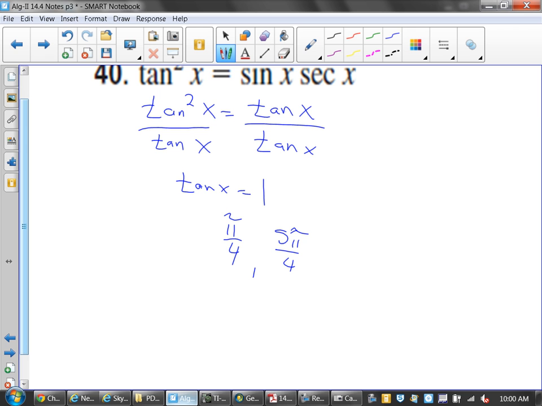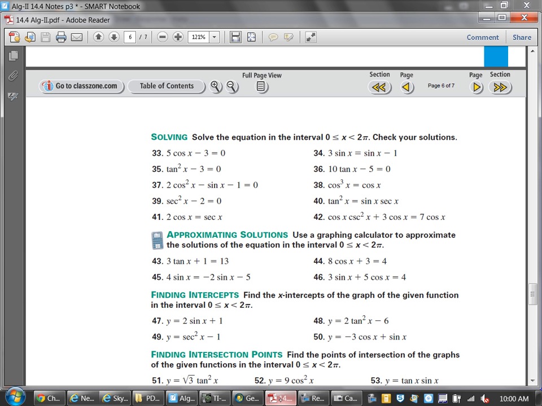This one, general is where now? This one was within one revolution. This was the intervals, where that's all you had to work out. Let's look at 36 then. 36 is the one that you had to use the calculator?